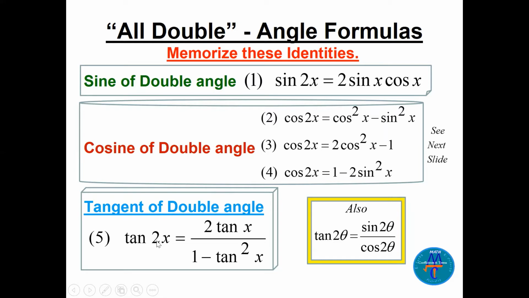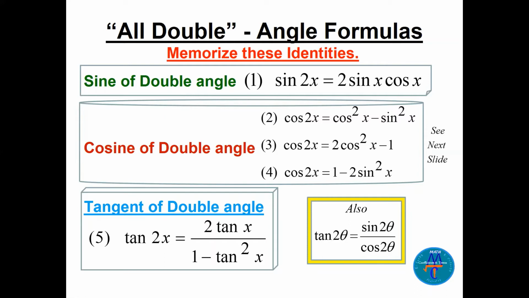Tangent of the double angle, tan of 2x, is 2 tan x divided by 1 minus tan squared of x. So if we have tan x, we can use this formula to find tan of 2x. Also, if we have sine of the double angle and cosine of the double angle, just divide sine 2 theta by cosine 2 theta, we get tan 2 theta.